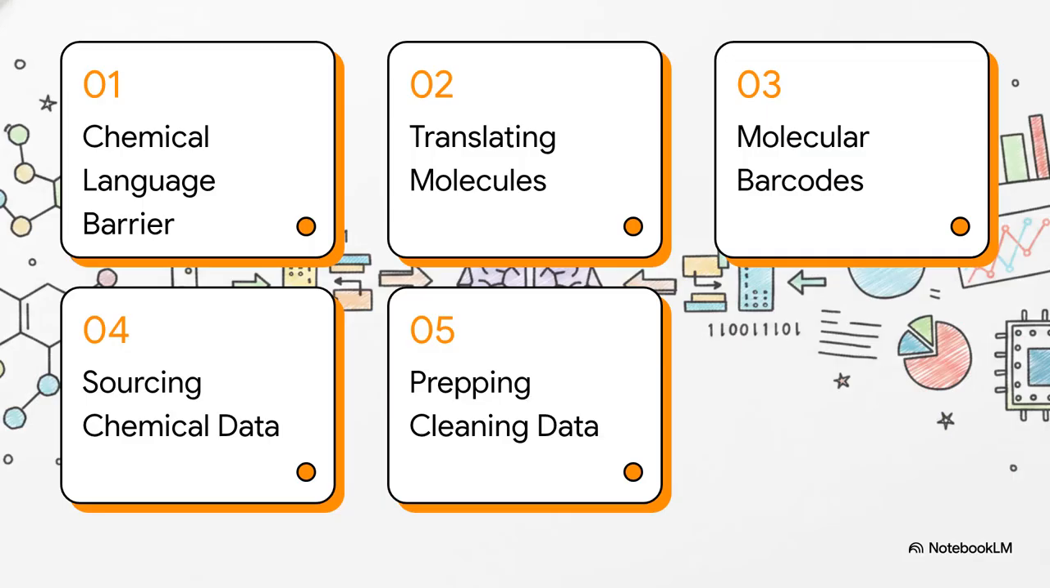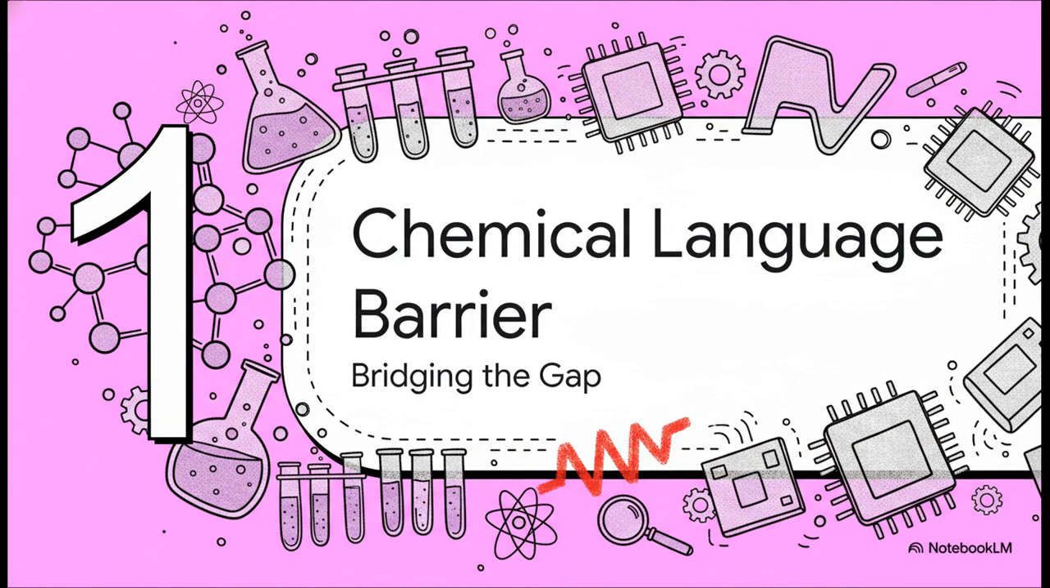All right, here's our game plan for today's explainer. We're going to start with the chemical language barrier, move on to translating molecules for AI, check out descriptors and molecular barcodes, then sourcing chemical data, and finally, we'll wrap up with prepping and cleaning data. Okay, let's jump right into part one, the chemical language barrier.